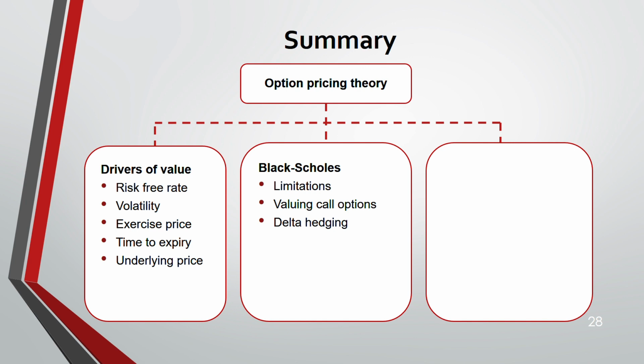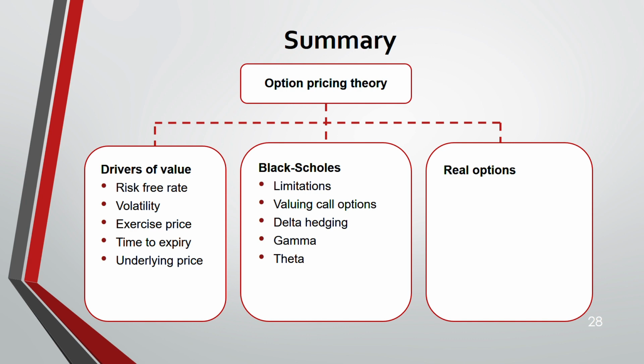Delta hedging we went through. Then gamma, theta. Gamma measures the change in the value of the delta. Theta measures the rate of changes, decline in the value of the option over the time. Right? Delta is changes in the value of the option due to changes in the share price.